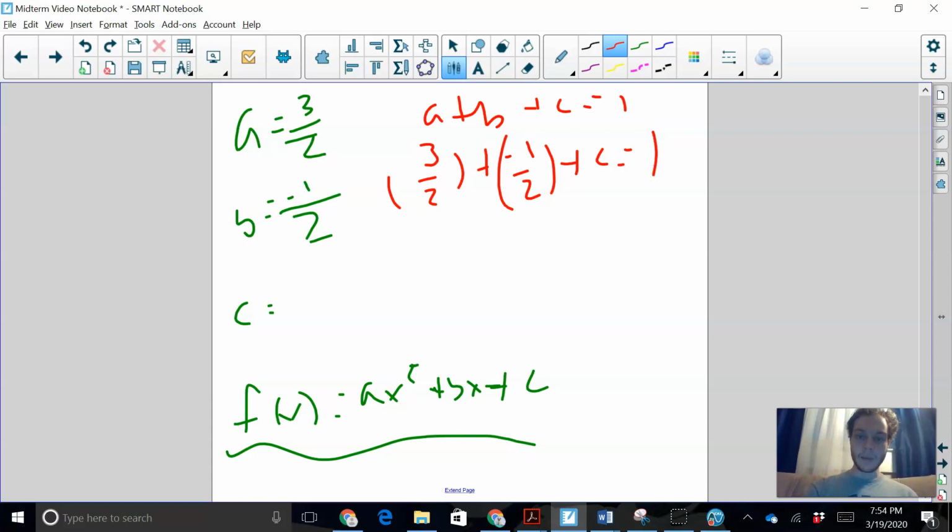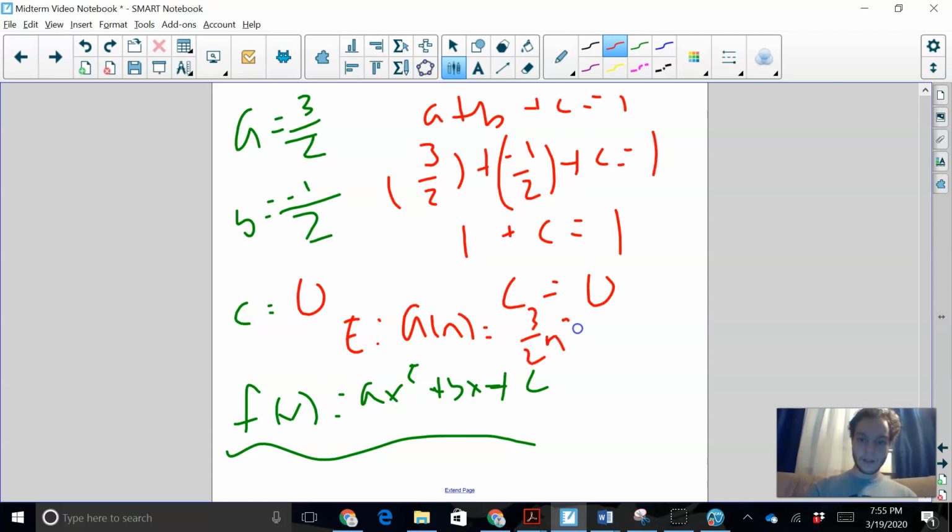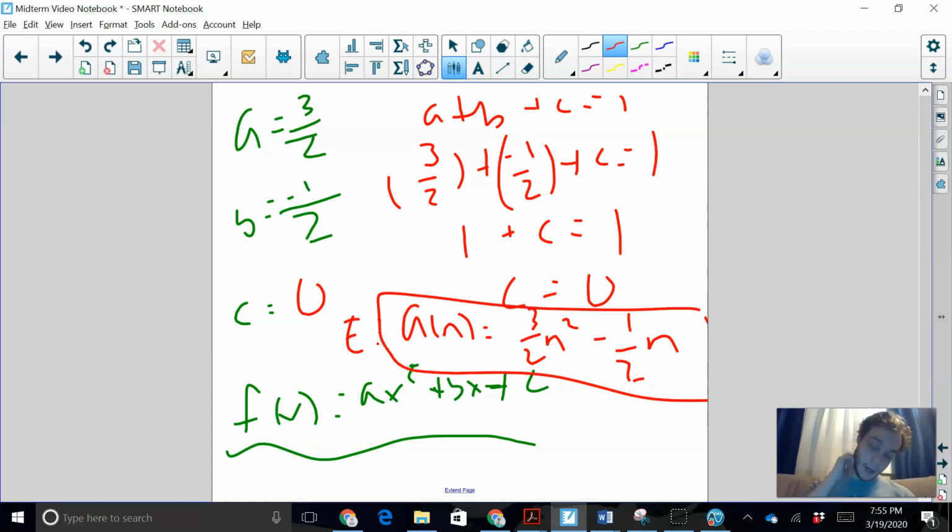Simplifying the 3 halves minus the 1 half, that becomes 2 over 2, which is just 1, plus c equals 1, so c equals 0. So as a result, we can write our explicit form now, which is a sub n equals 3 halves n squared minus 1/2 n plus 0. You don't need to write the plus 0 part.